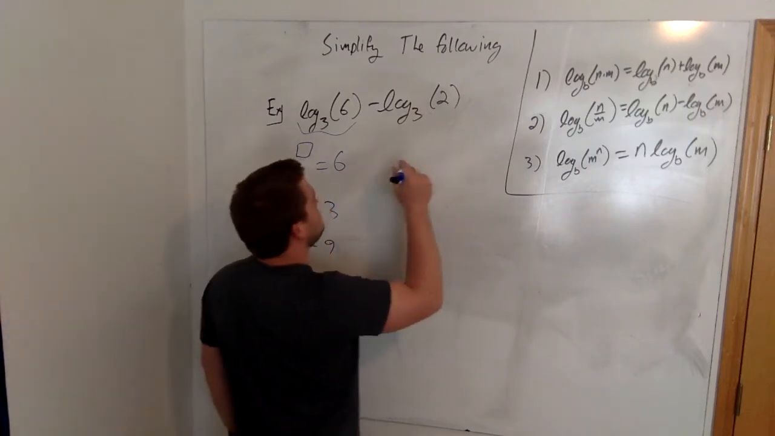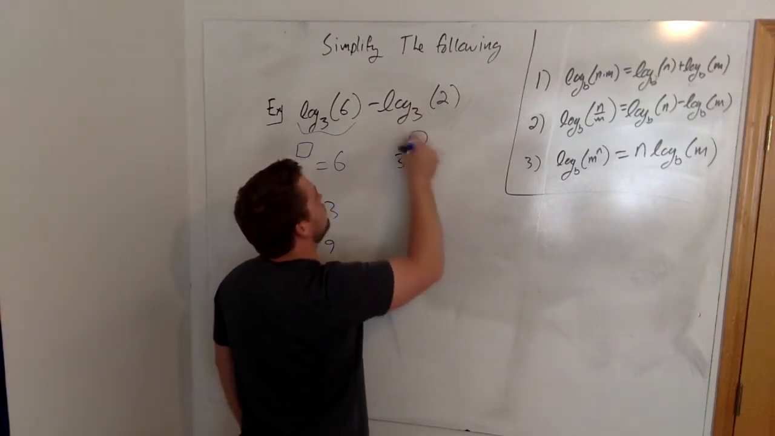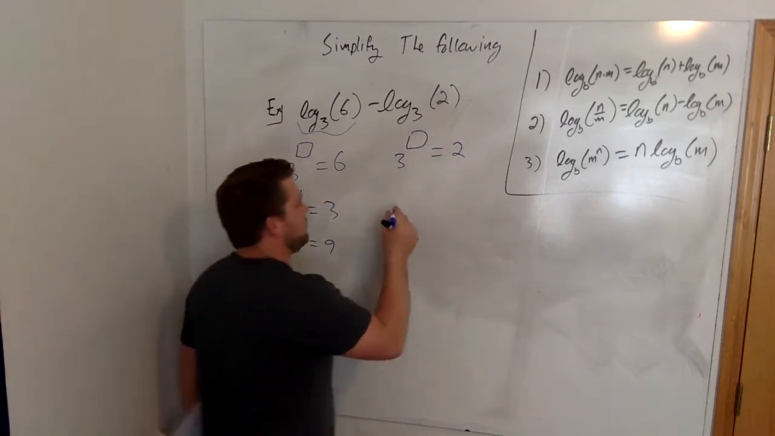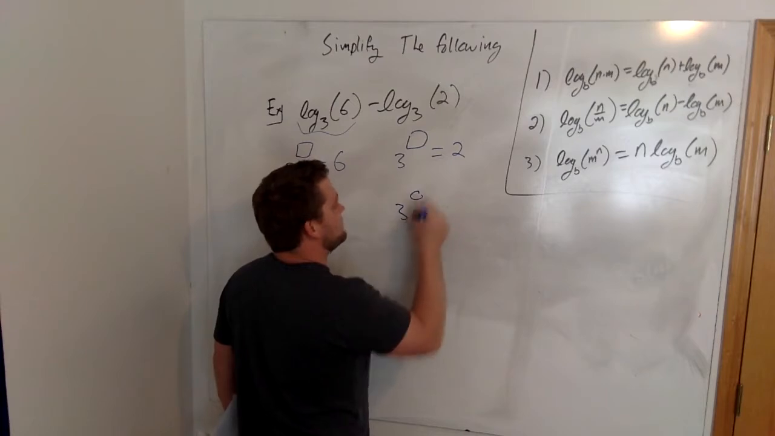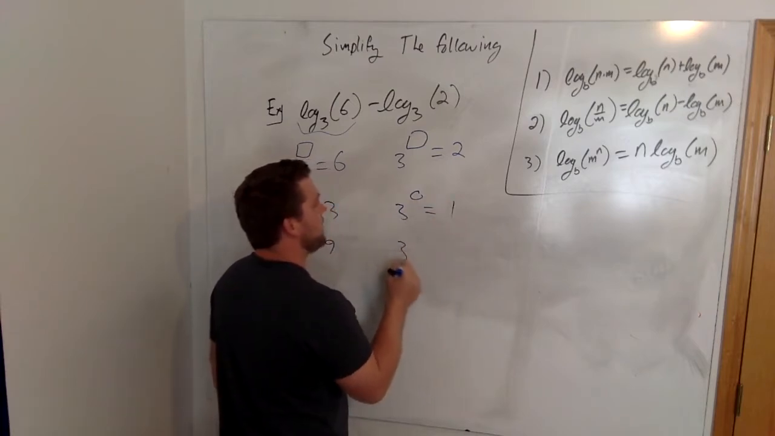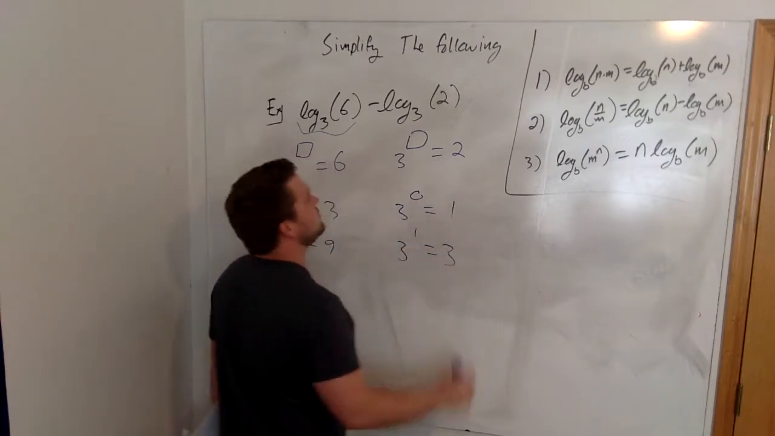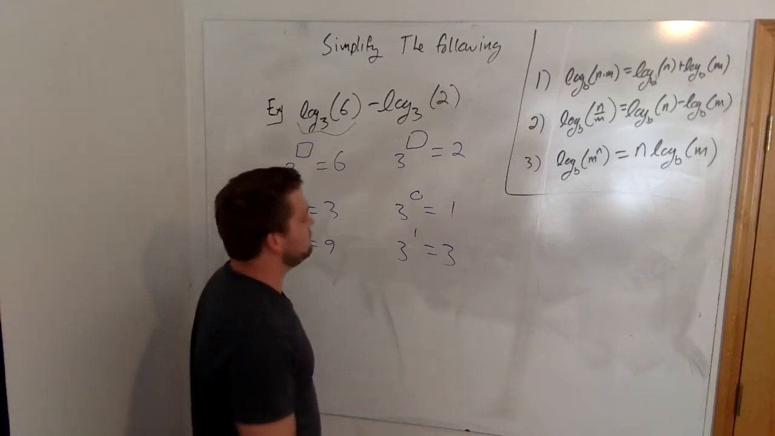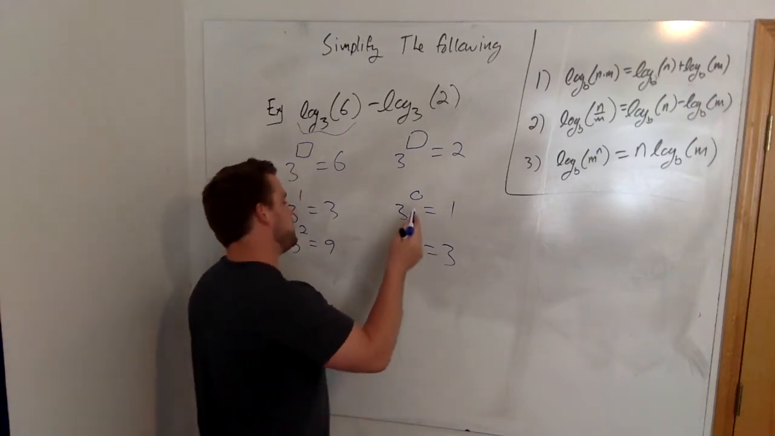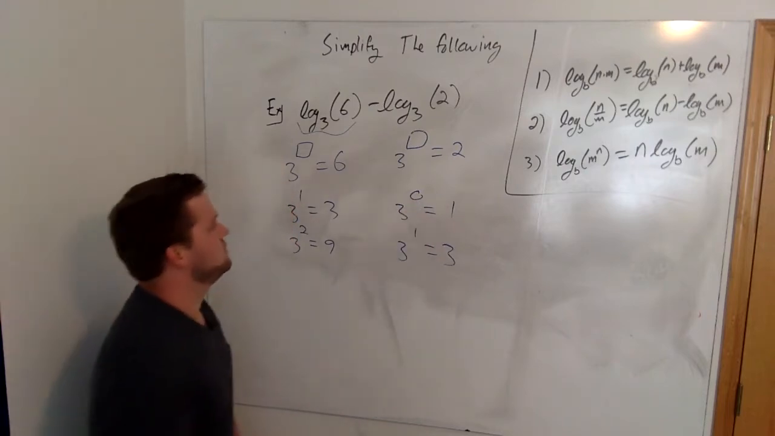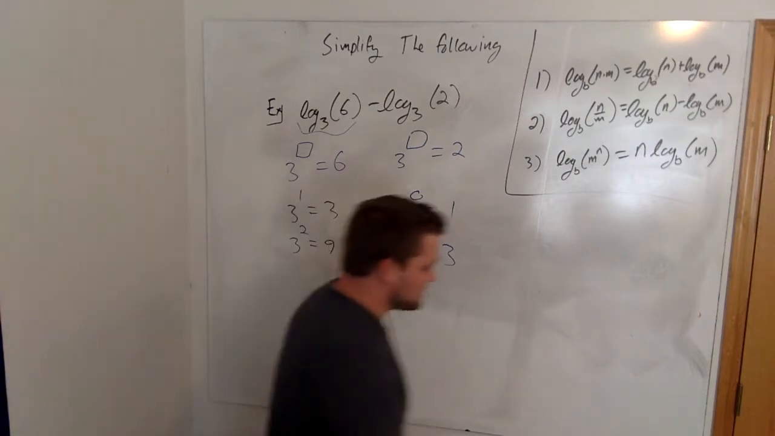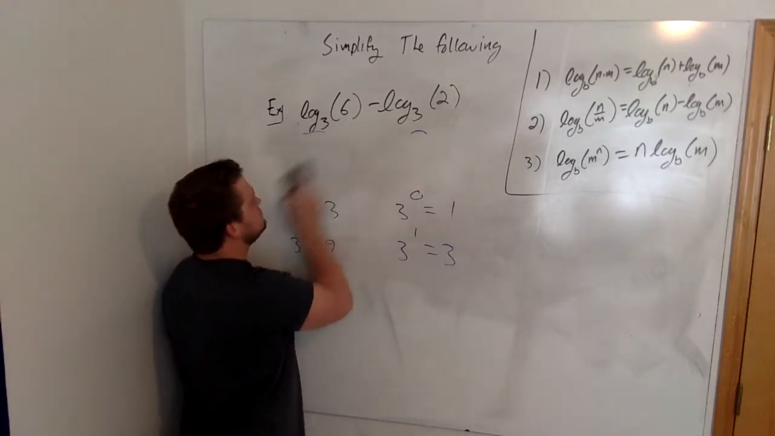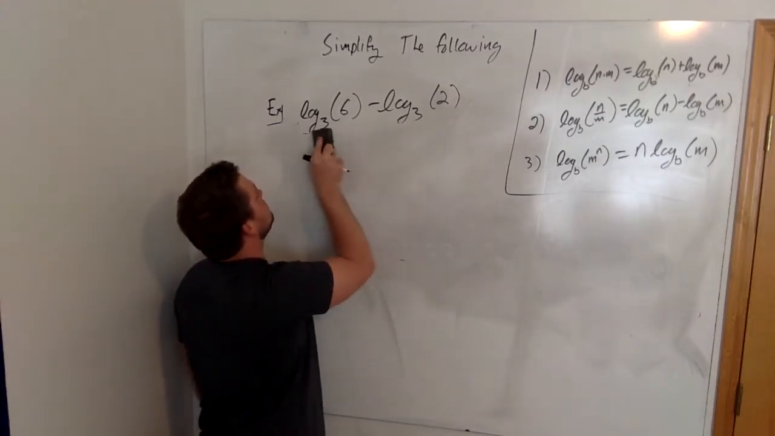Similarly over here, this is saying 3 to what power gives us 2? Well, I don't know. 3 to the 0, anything to the 0th power is 1, and 3 to the first power is 3. So whatever log base 3 of 2 is, it's got to be a number somewhere between 0 and 1. But I don't know exactly what that is.